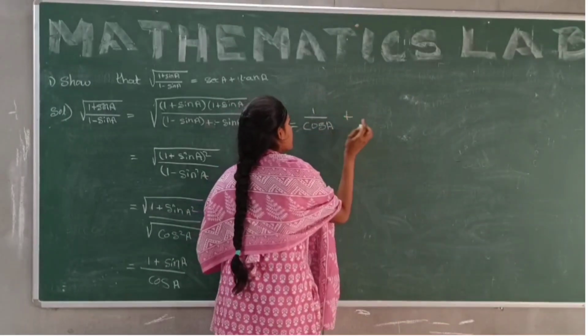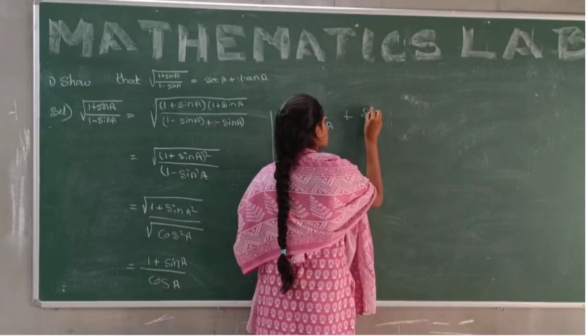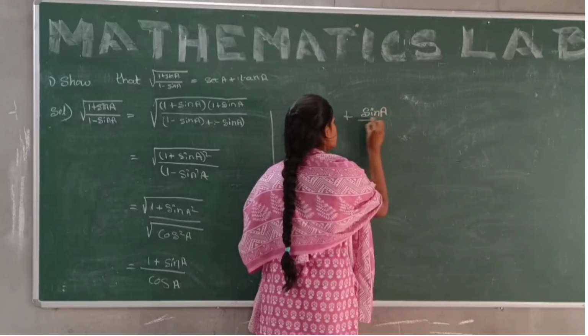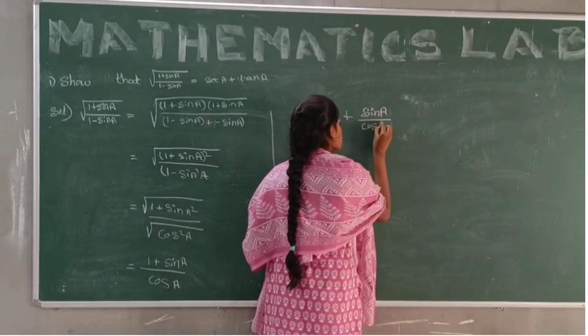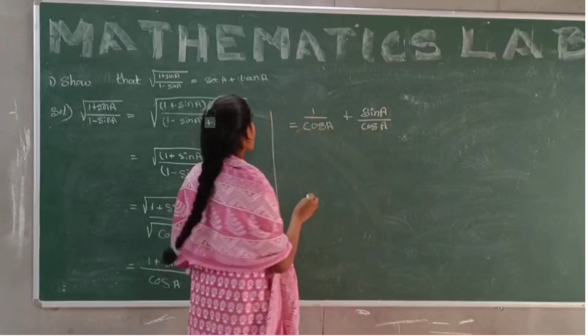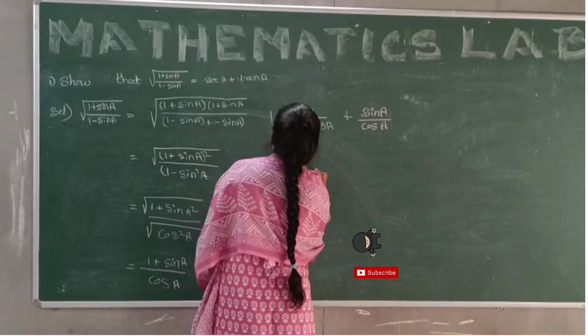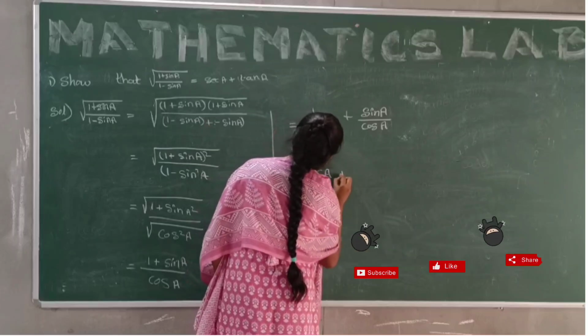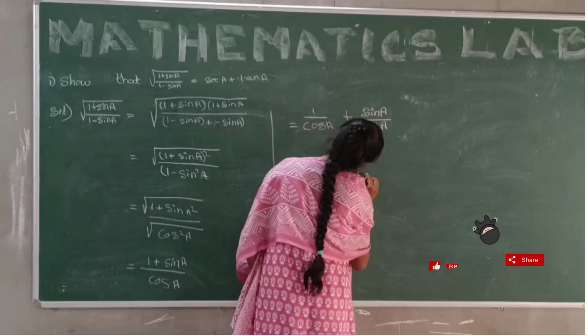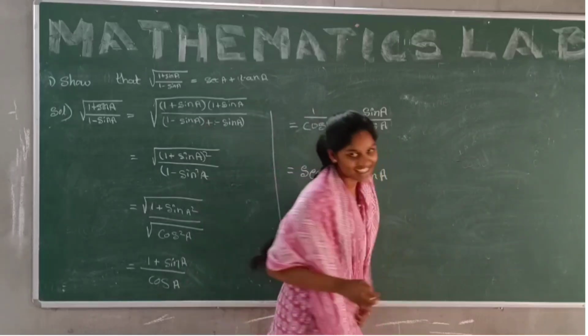That is, 1 by cos A plus sin A by cos A, equal to secant A plus tan A.